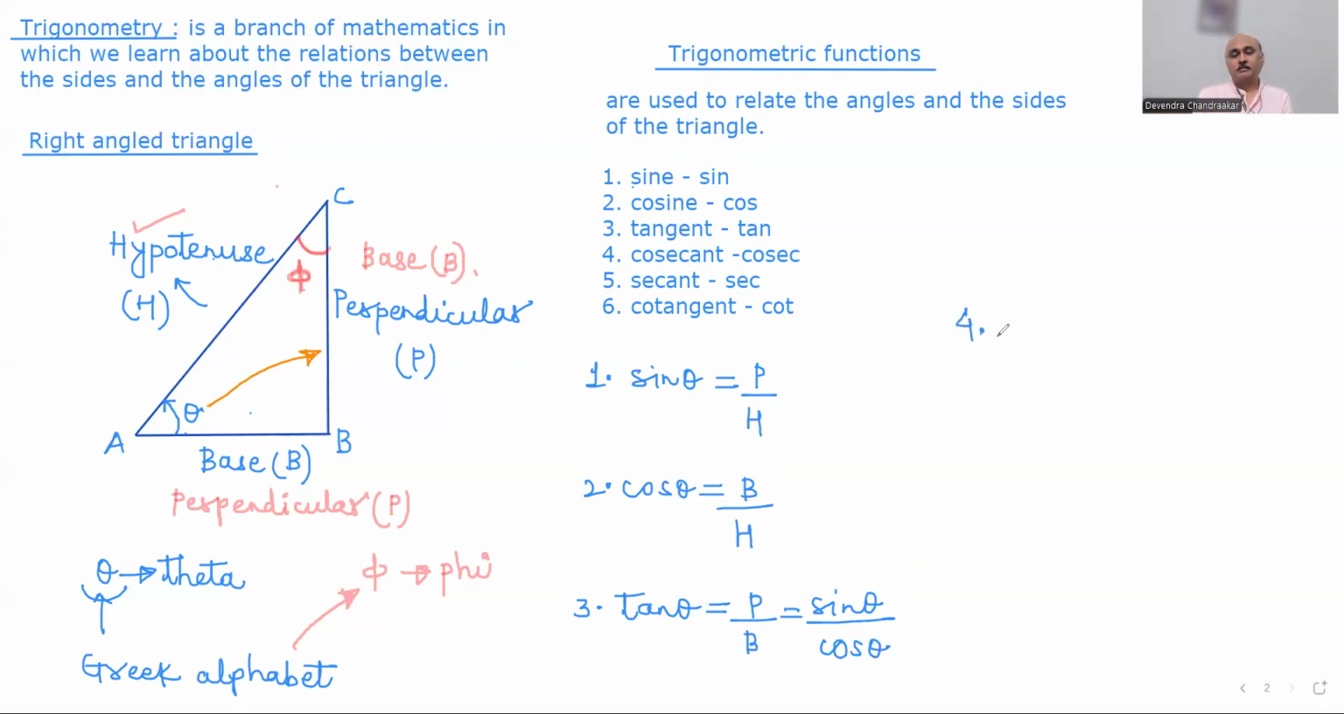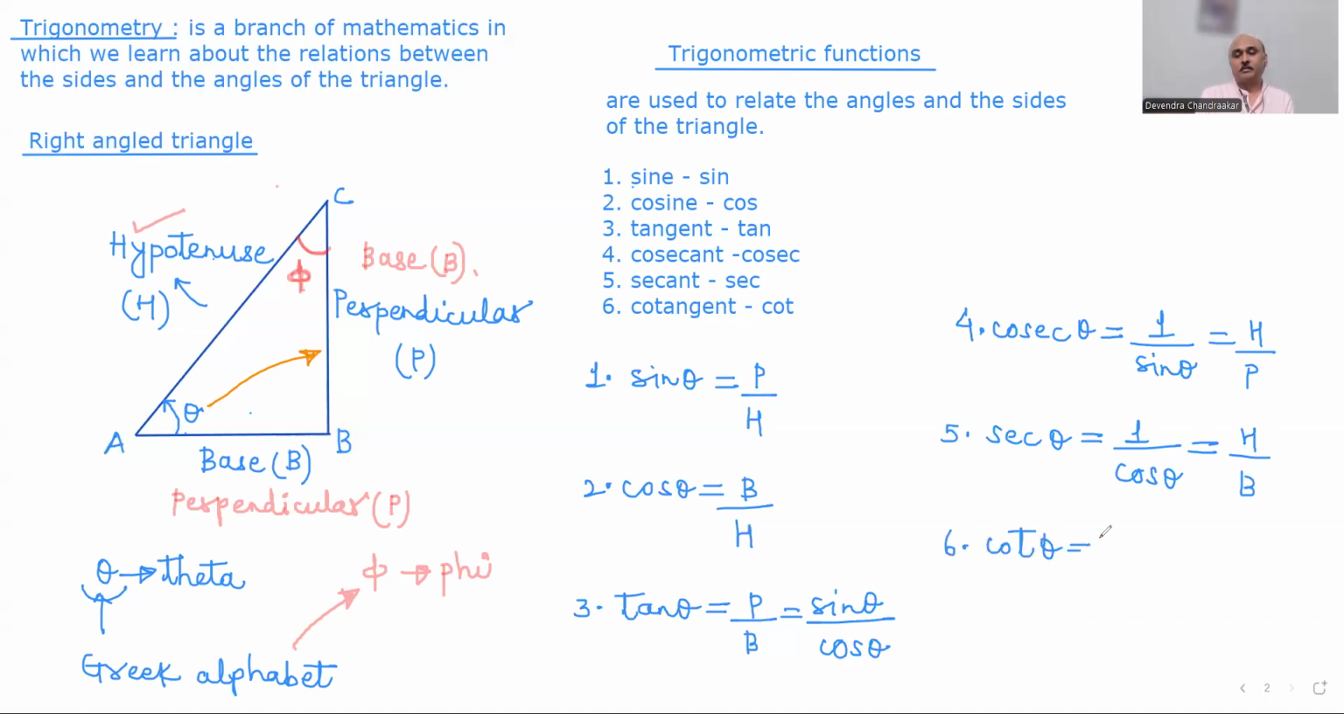Fourth one is cosec theta. Now you will appreciate this. You have to just write 1 upon sine. It's h upon p. Fifth one is sec theta. It's 1 upon cos theta. It's h upon b. And the last one is cot theta. It is 1 upon tan theta. And it is b upon p.